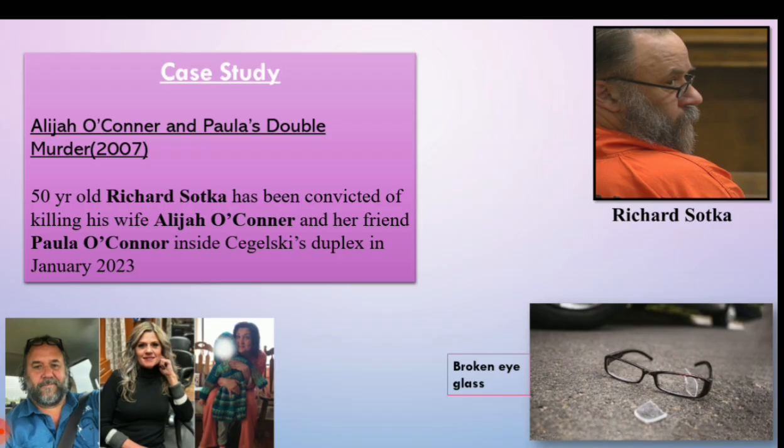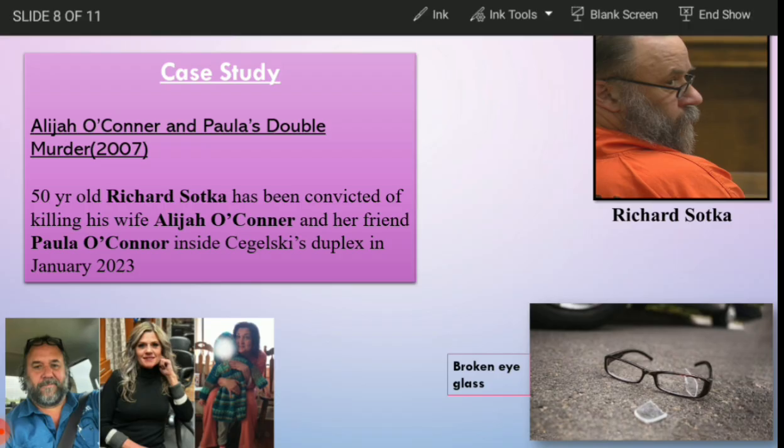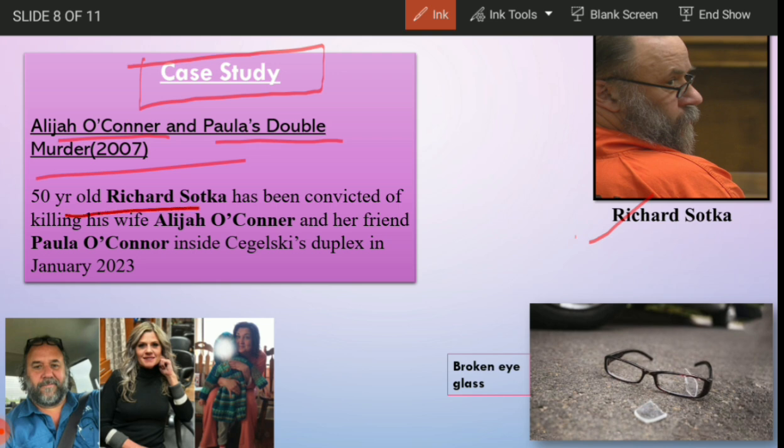Now at last we have this case study. Eliza O'Connor and Paula's double murder case. It was a common case and not from our country, not from India, unfortunately. Richard Sotka, husband of Eliza O'Connor, murdered her after he was humiliated at a party or something, and his broken eyeglass was found as evidence at the scene of crime. So finally in January 2023 he was given punishment for this double murder. This case is of 50-year-old Richard Sotka.